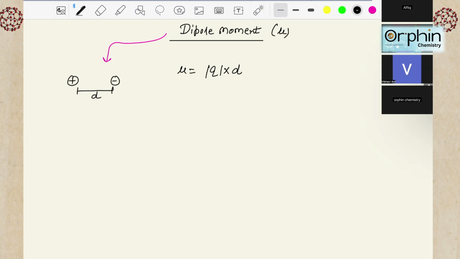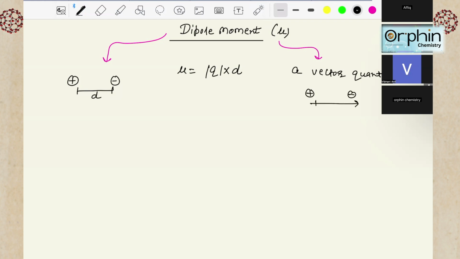And this dipole moment is a vector quantity. Vector quantity means it depends on the direction, right? It is not a scalar quantity. What is the direction of the dipole moment? It is from positive to negative. From positive to negative, we decide the direction, so this will be the arrow. How to remember this? At the tail of the arrow, we have the positive charge. So positive to negative. This is the dipole moment direction.